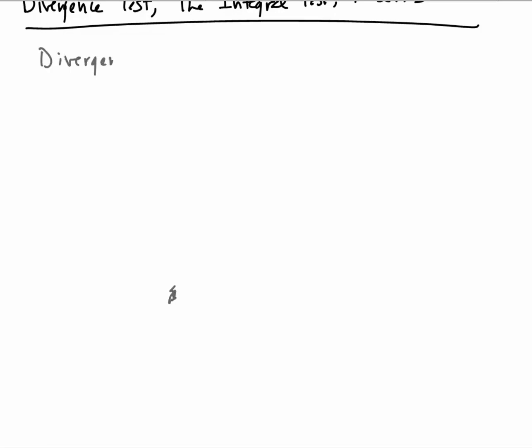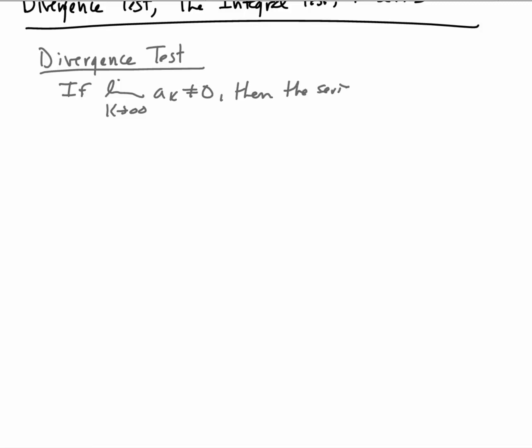A quick note on the divergence test: the only thing that you can conclude from the divergence test is divergence. You can't conclude convergence. So the divergence test, as it says, is only good for testing for a series divergence. And basically what it says is if you take the limit of the series as k approaches infinity, or whatever your index is, and you get a limit that's not equal to 0, then the series diverges. So that's pretty simple. You take the limit. If the limit does not equal 0, it diverges.